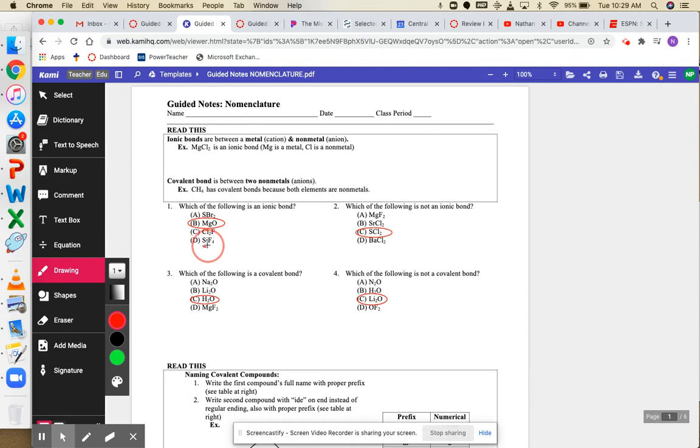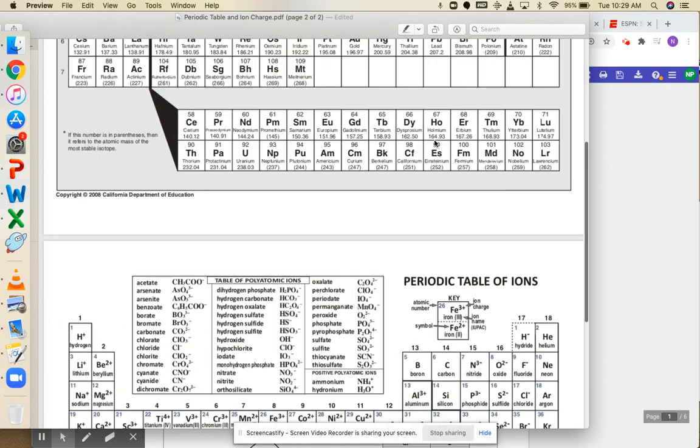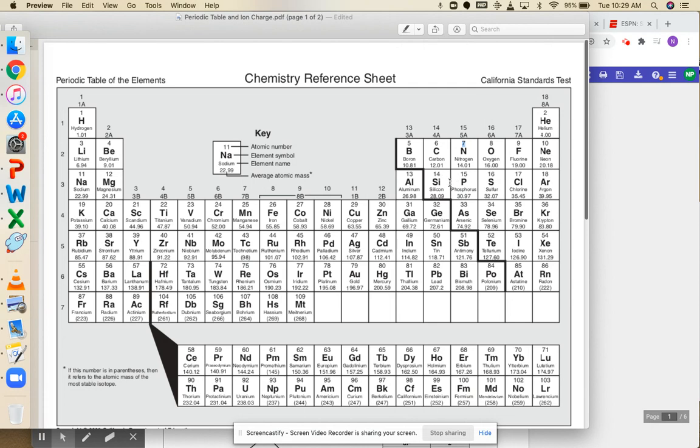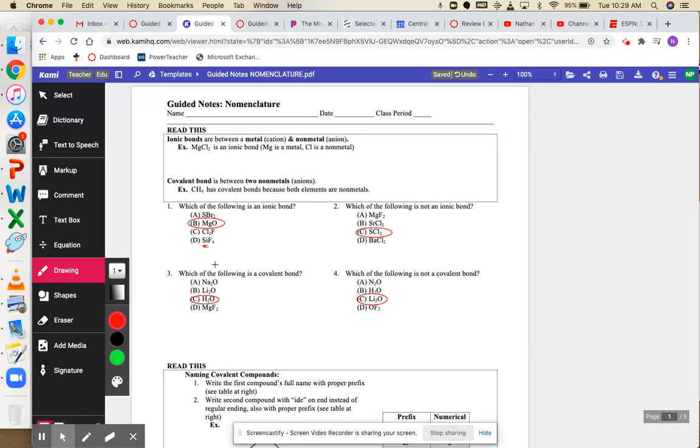Si, if you look on your periodic table, Si is right here, number 14. That is a nonmetal. It's to the right. So that is not going to be an ionic compound. And that's how you're going to do all of these. So look for the first one. S, Cl, and Si are all nonmetals. The only metal is MgO. So that is an ionic bond, metal.